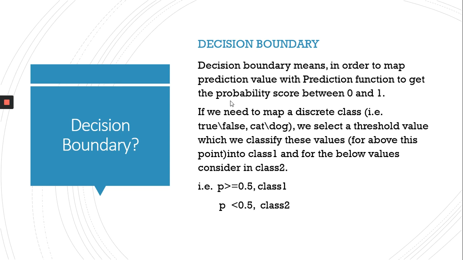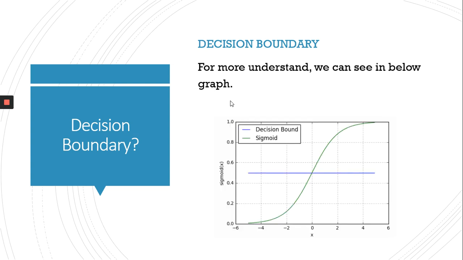For example, if we consider the value 0.5, and p is greater than or equal to 0.5, then it will come into class 1. And if p is less than 0.5, it is considered class 2. To understand more, we can see in the graph below, where the line represents the decision boundary and the S-shaped curve represents the sigmoid function. As you can see here, above the line it will represent class 1, and below the line it will represent class 2.